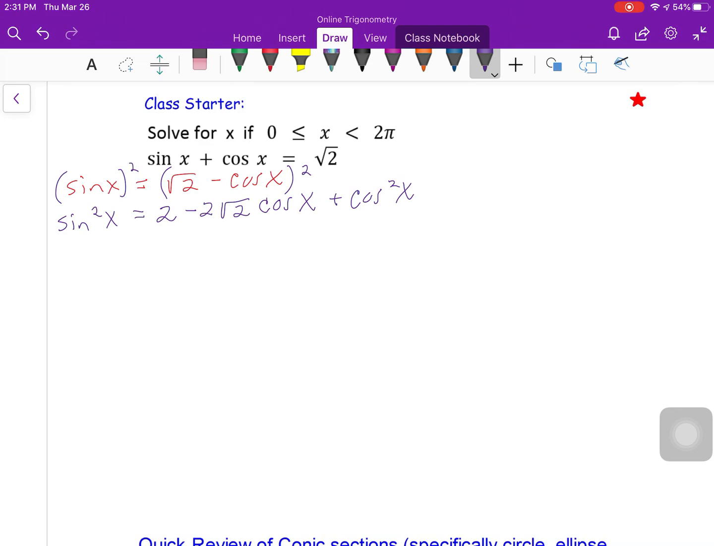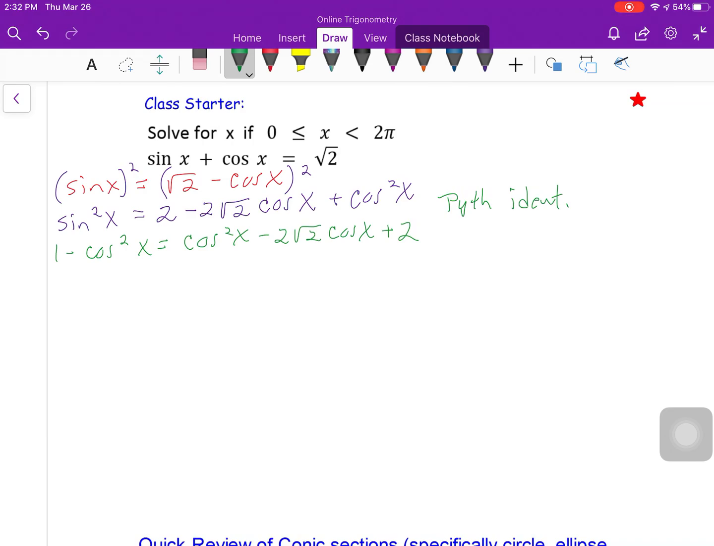I still have two different trig functions, but as we saw in a previous lesson as well, here we can apply the Pythagorean identity, and I can replace the sine squared with 1 minus cosine squared. And on the other side, I'll just put them in descending order. So cosine squared x first, minus 2 square roots of 2 cosine x, and then plus 2. Now everything's in terms of cosine.